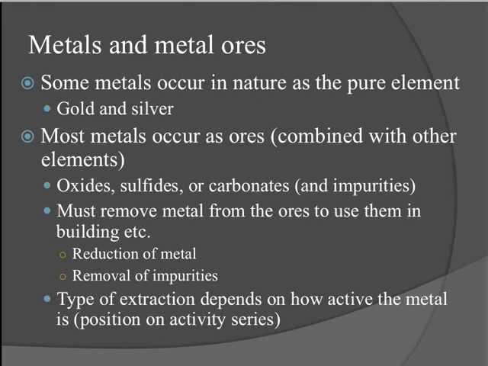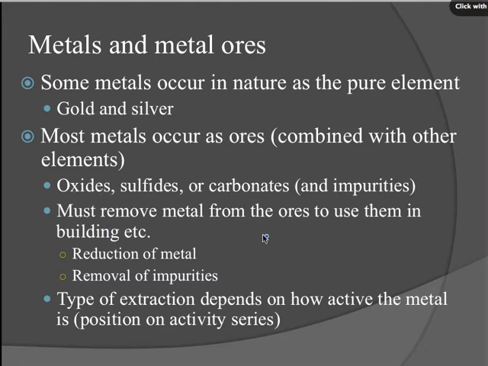Okay. Some metals occur in nature as the pure element, and those would be gold and silver. If you think about gold mining, silver mining, hopefully you can remember that those two can exist in nature. They are fairly unreactive compared to the other metals. Most metals, the more reactive ones, occur as ores. That means they're combined with other elements. Typically, these would be oxides, sulfides, and carbonates. And then you have other things mixed in there because ore basically is in the dirt, right?